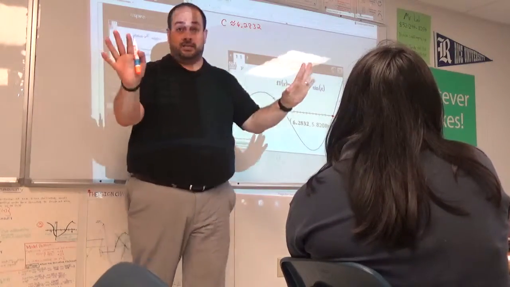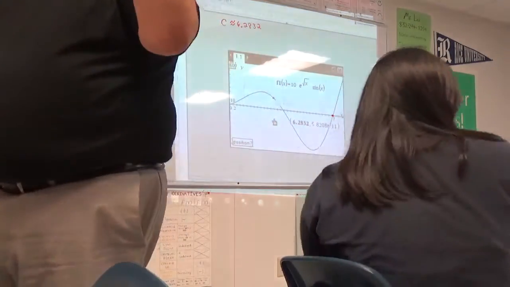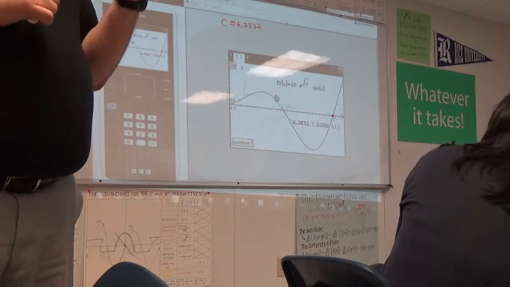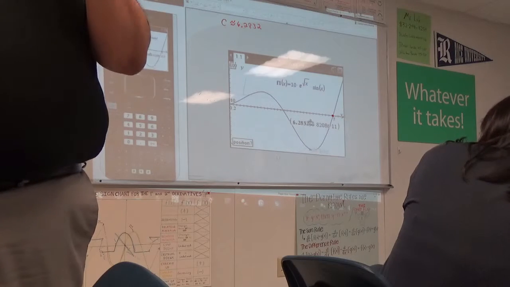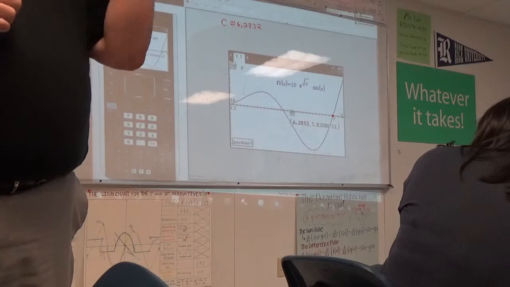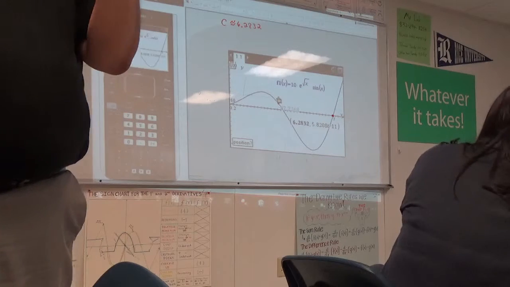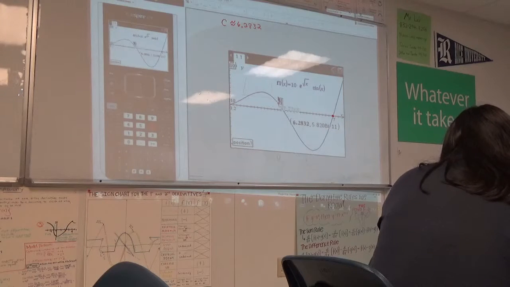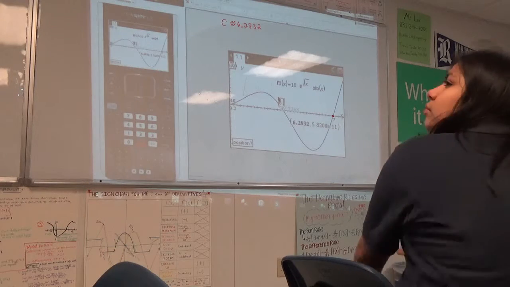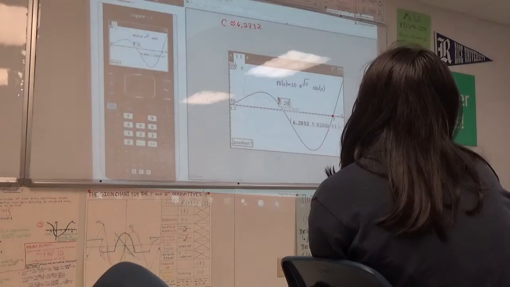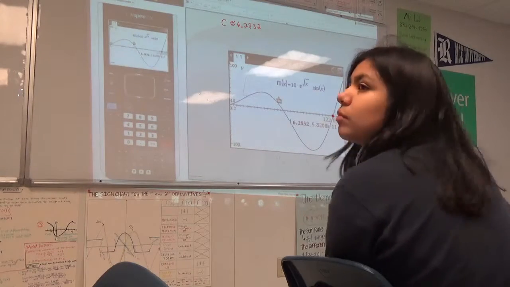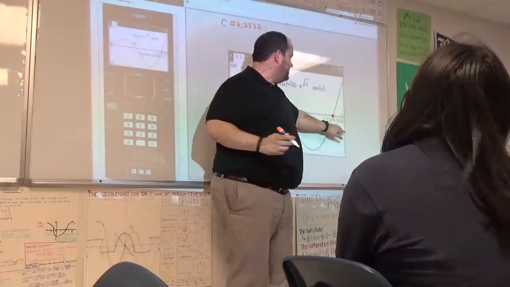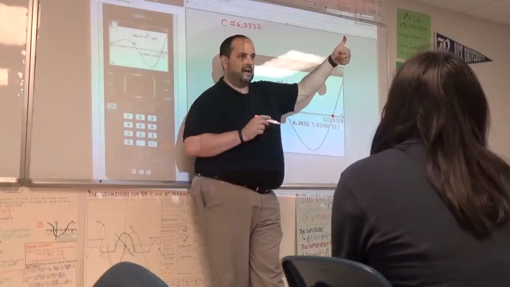So let's see if we can all get the same answer here. So menu, analyze graph, dy dx, and when it says position, type in the number. Don't just hit C, it won't work. So type in 6.2832. Okay, give me a quick thumbs up. Are we getting 122.6358? Yes.